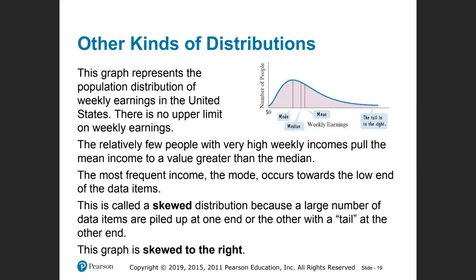This is called a skewed distribution because a large number of data items are piled up at one end or the other, with a tail at the other end. This graph is skewed to the right. And that concludes this lesson.